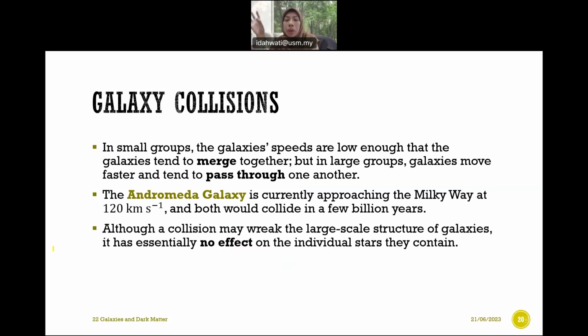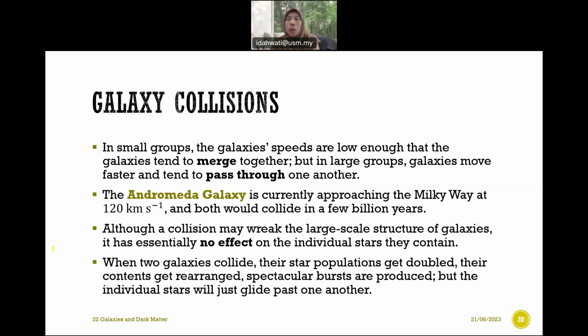Although the collision may wreck the large-scale structure of the galaxy, it has essentially no effect on the individual stars. Okay, so when two galaxies collide, their star population will get doubled, but their content will get rearranged. So spectacular bursts will be produced, but the individual stars will just glide past one another.